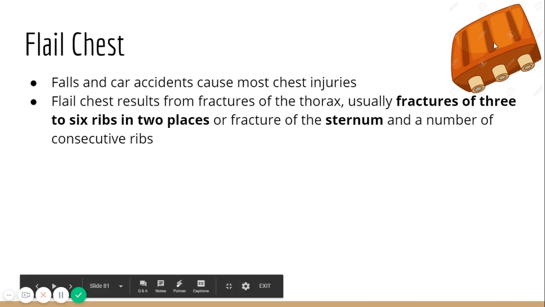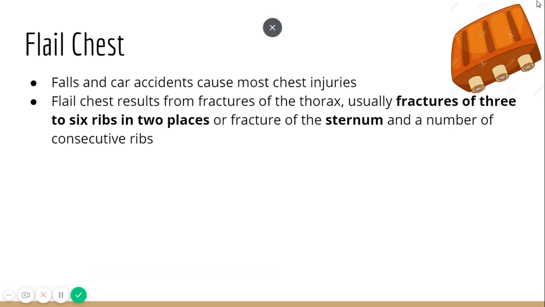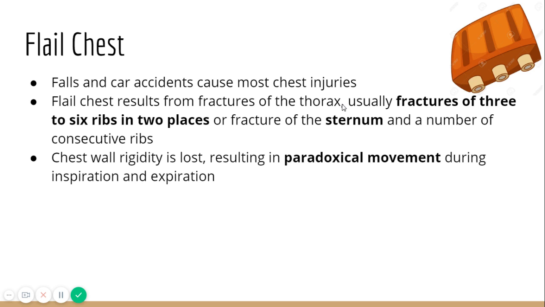So say we have these 3 ribs here, so they broke, say the sternum was over here, so it broke off the sternum, but then it broke off the other section of ribs as well. Then that is going to leave this chunk to be kind of free floating, if that makes sense. Okay, so the rigidity of the chest wall has been lost, and what this is going to cause is called a paradoxical movement when we breathe in and out.